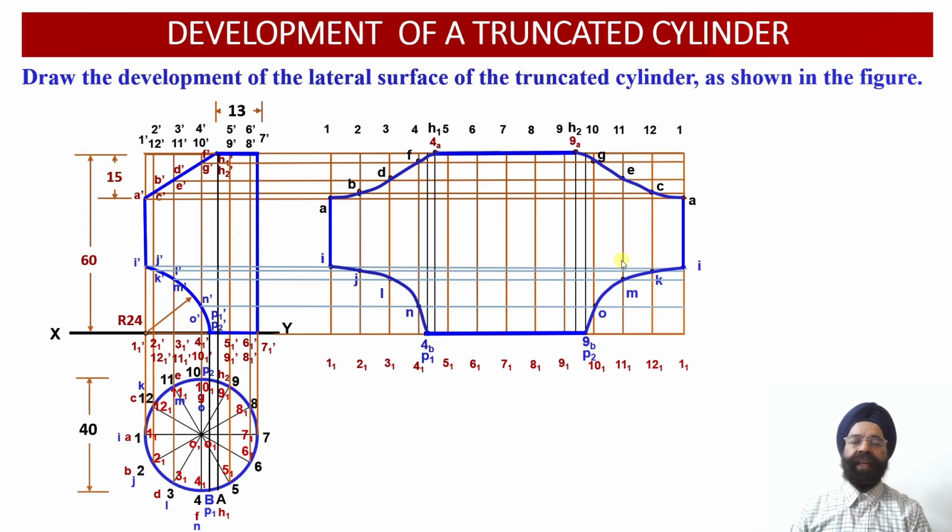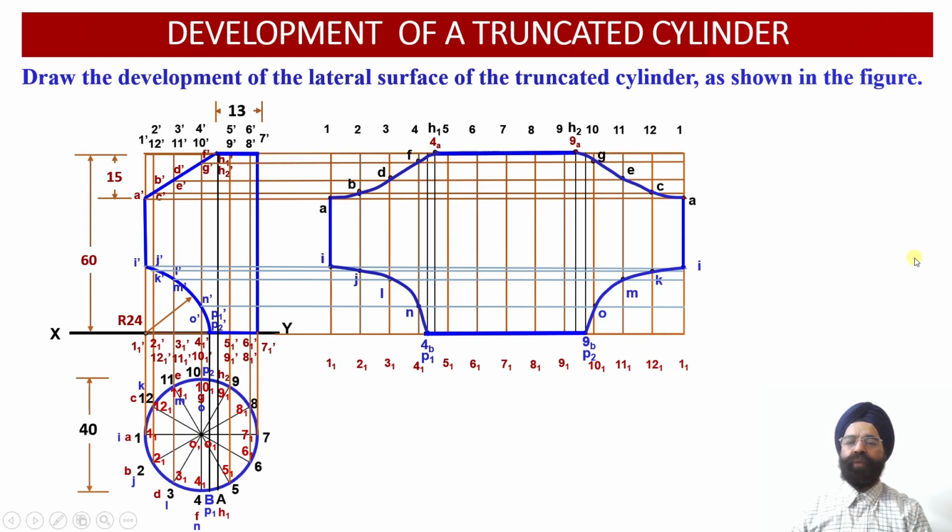Now we have obtained the development of the lateral surface of the truncated cylinder, which has been cut by 2 cutting planes. One of the cutting planes happens to be a flat surface, the auxiliary inclined plane over here, whereas the second cutting plane is circular in nature. By virtue of the intersection of this right cylinder by these 2 cutting planes, this is the development that we obtain with the given orientations of the cutting planes over here.